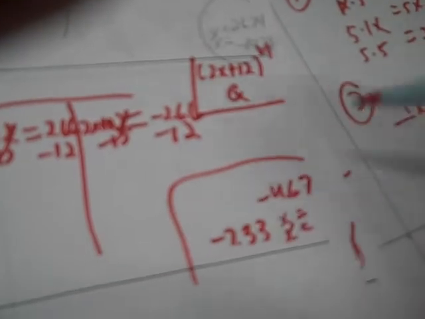Okay, so negative 2.66 minus 12, then divide by 2, negative 7.33. Didn't give myself a lot of room there.